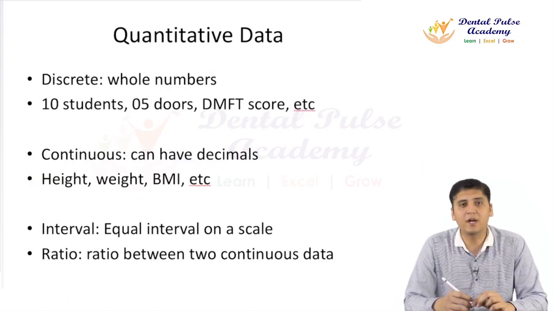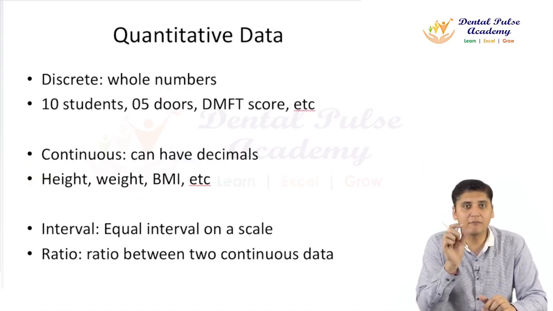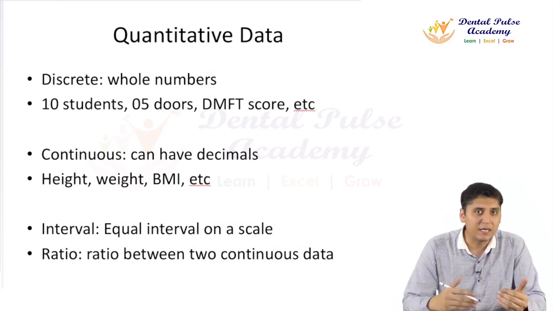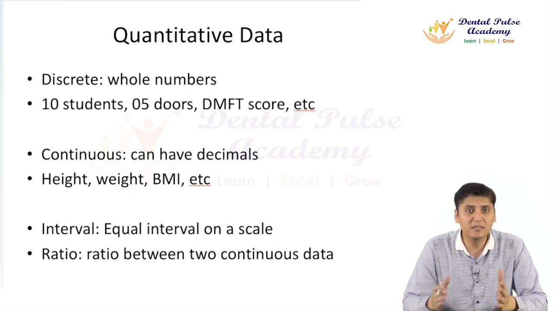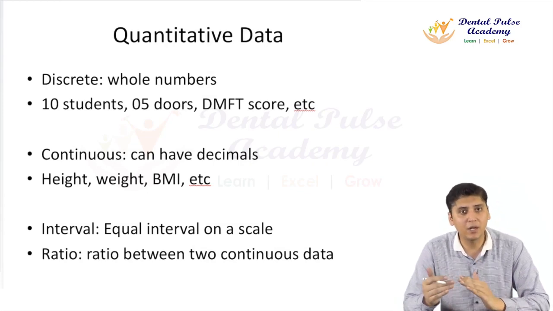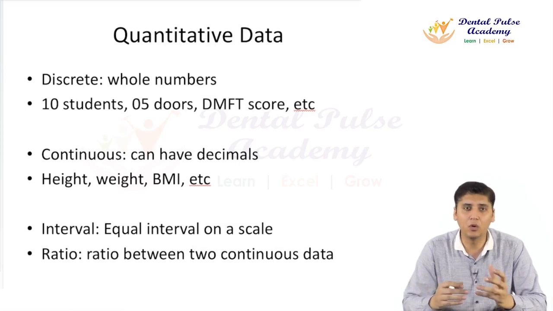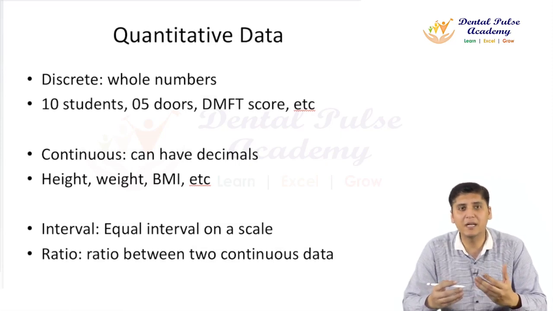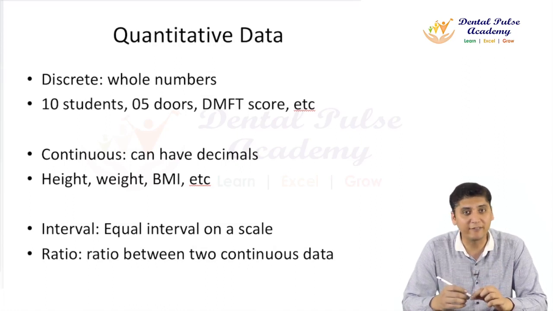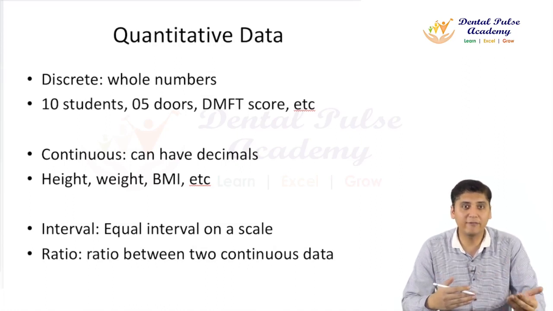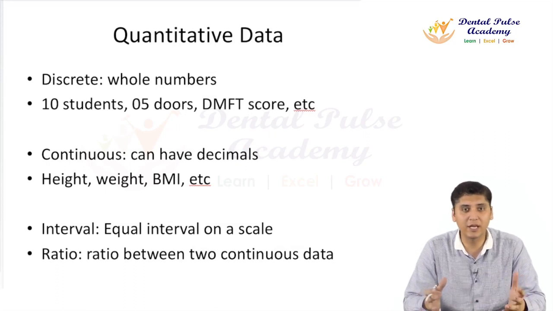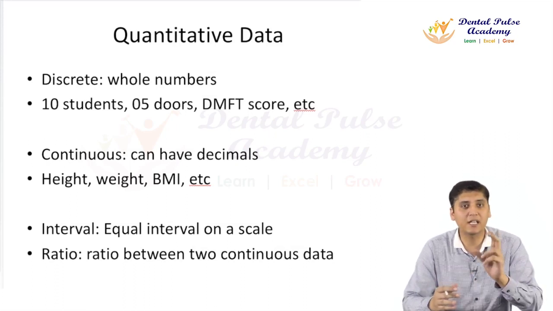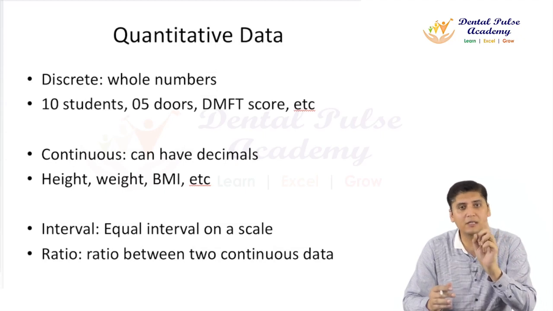The other form is quantitative data. As the name suggests, it is data which is expressed in quantity, in a magnitude. Anything that has a magnitude and has a quantity is quantitative data. It can be of two types, discrete and continuous. The only difference is that discrete means whole numbers and continuous may have decimals. For example, there are 10 students in this class. They cannot be 10.5. I have 2 siblings. They cannot be 2.5. This house has 5 doors. Cannot be 5.5. So anything that can be expressed only in a whole number is called discrete data.